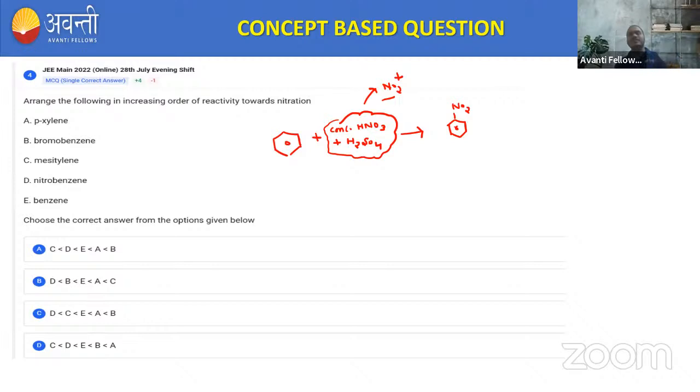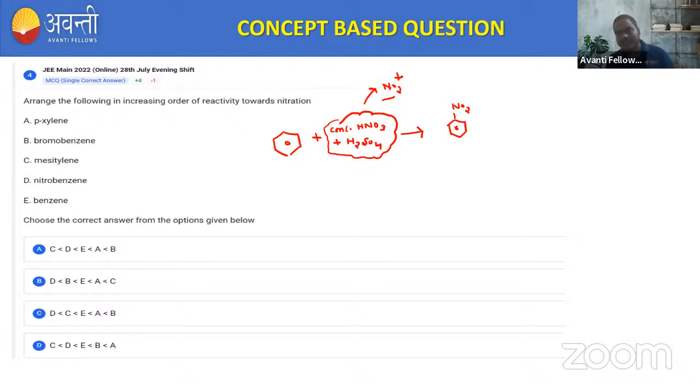Because electrophile wants electrons, right? What is the meaning of electrophiles? They are the electron loving species, right? So they want electrons. So they try to attack those compounds having the maximum density of electrons, and whenever an electron donating group is attached to the benzene ring, it always tries to increase the electron density, right? So electron donating group increases electron density, and electron withdrawing group decreases electron density on the benzene ring, right?